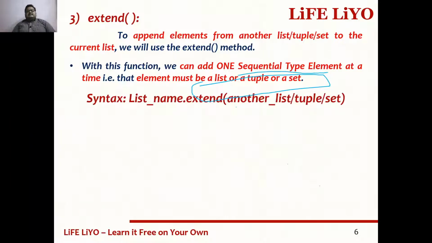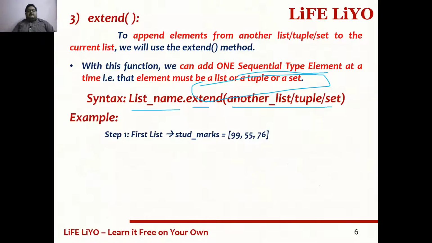What is the syntax? So the syntax is list name dot extend of another list or tuple or set. So what does extend mean? If I have a list with 10 elements named X and another list named Y with 10 elements, and I say X dot extend of Y, then X is going to be extended with the other Y elements. That is, X is going to have 20 elements right now. Now let us look into the example.